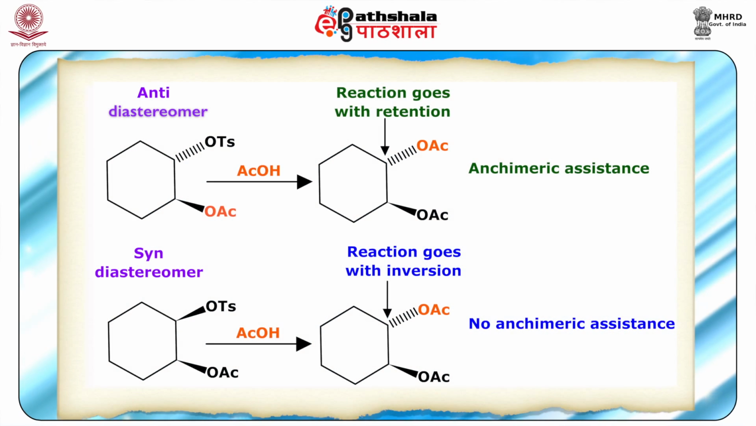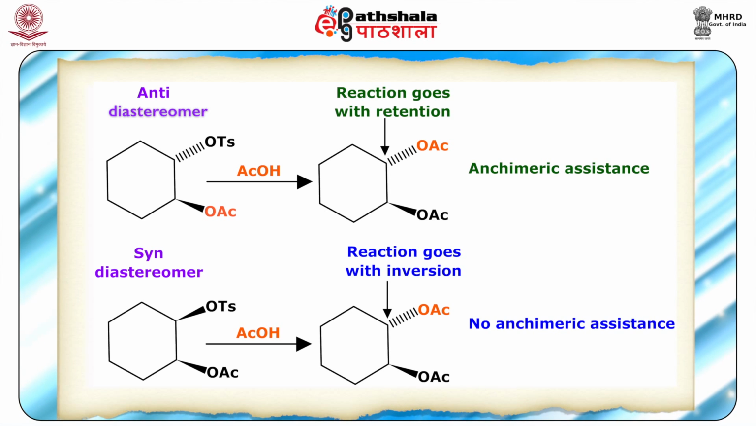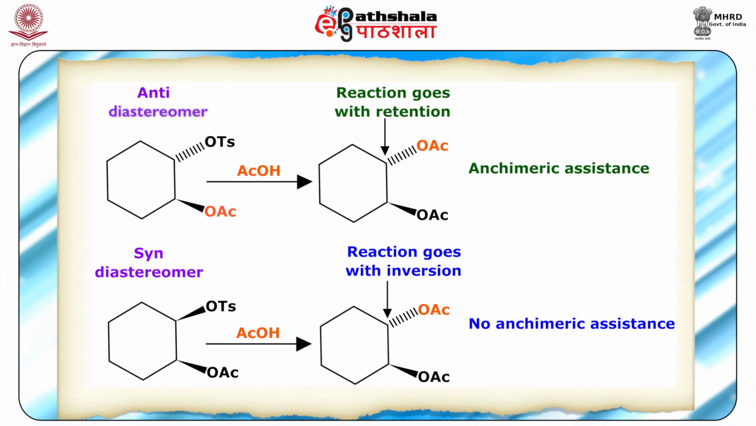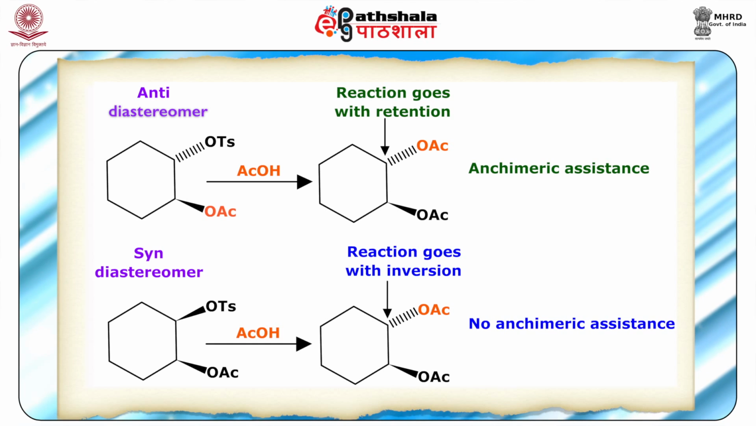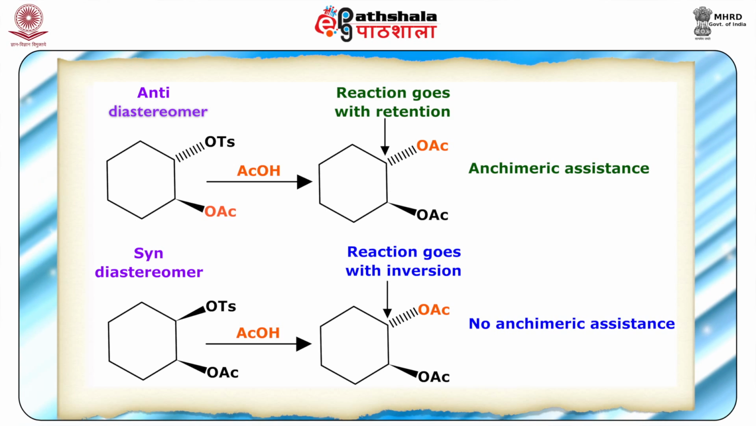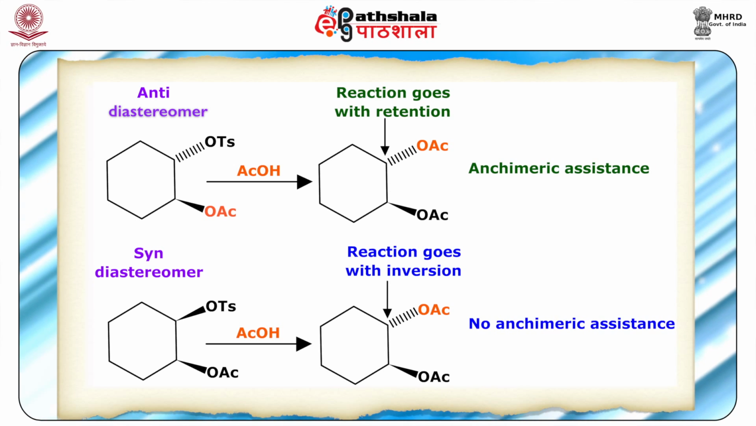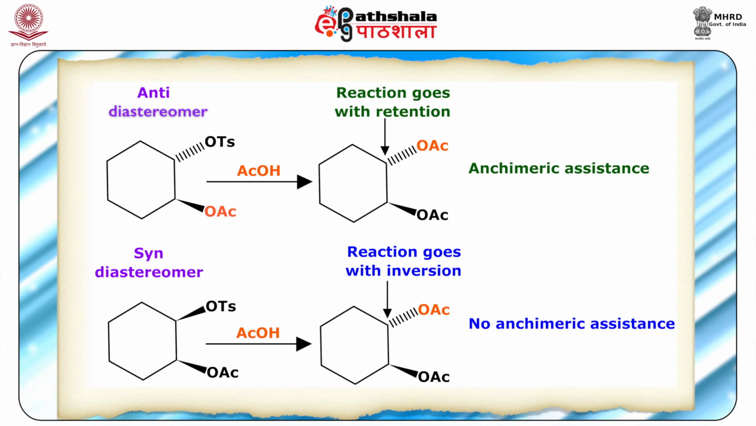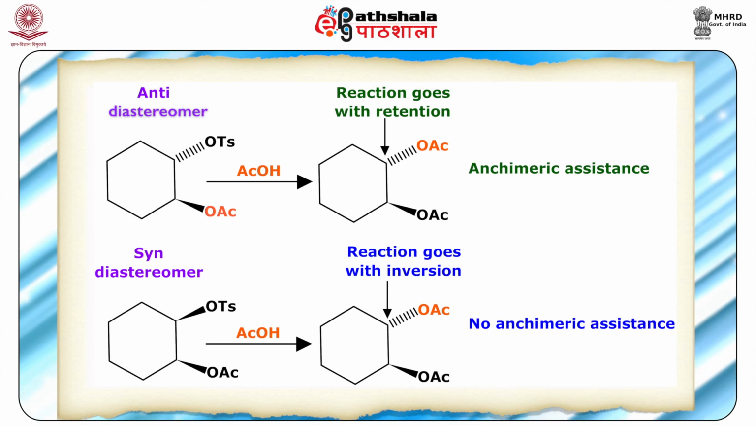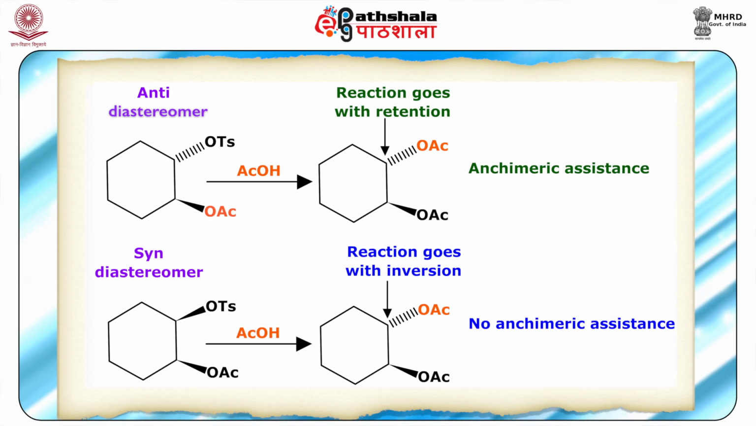Considering another example of anchimeric assistance in a cyclic system with an oxygen donor is this reaction, as you can see here, where one starting material has syn and the other has anti-stereochemistry. However, the products in both cases have the same, that is anti-stereochemistry. Now, how that is happening you can see here.